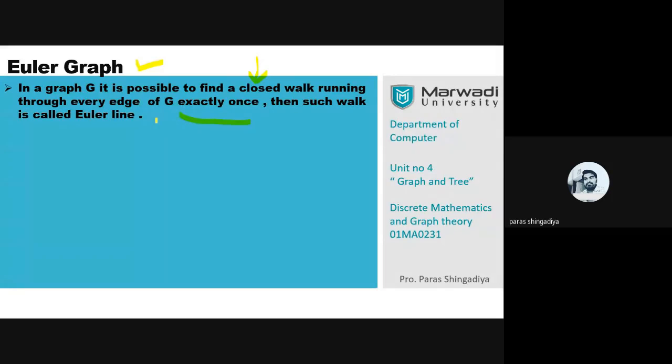It means for any graph you have to use all the edges. You have to run through every edge of G exactly one. This condition, exactly one, means you cannot repeat the same edge again. Then such a walk is known as an Euler line. When we run through every edge of the graph exactly one time, such a walk is known as an Euler line, and a graph consisting of an Euler line is called an Euler graph.